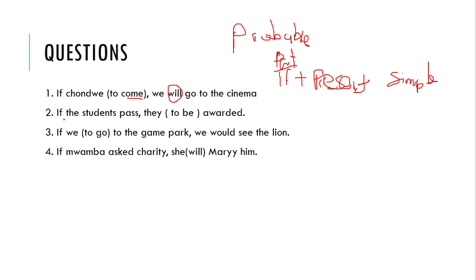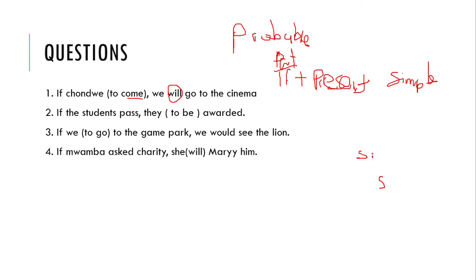Question 2. If the students pass, they to be awarded. So B here, how is it going to change? Remember, for the present simple, we add the letter s to the verbs when we want to express it in present simple. That is when you are dealing with singular nouns.